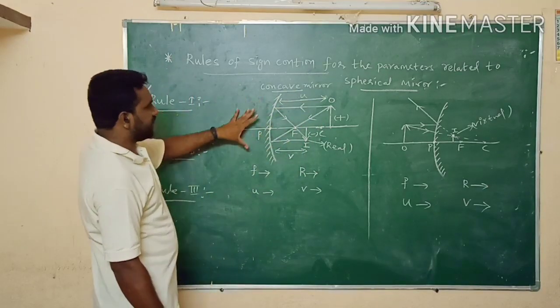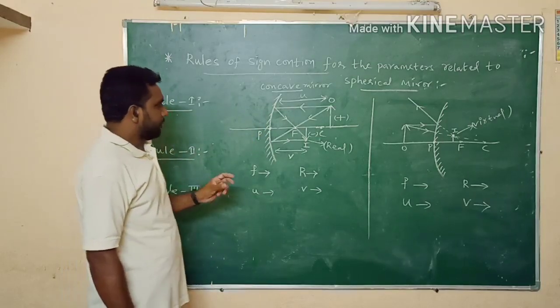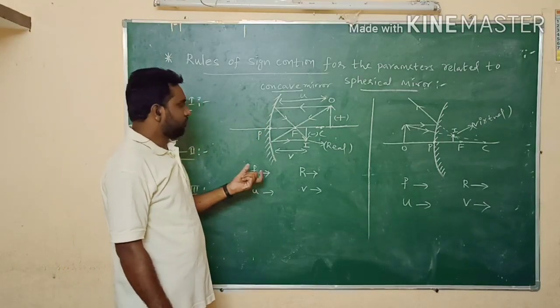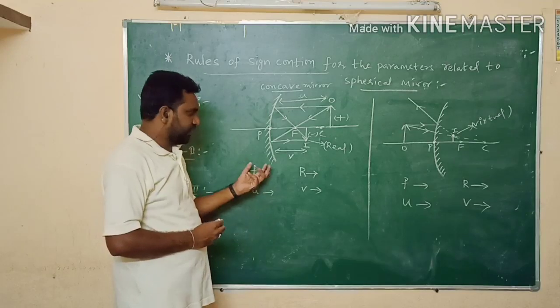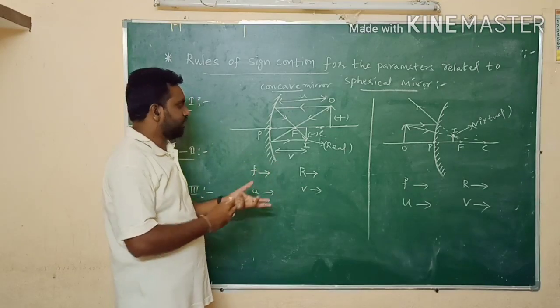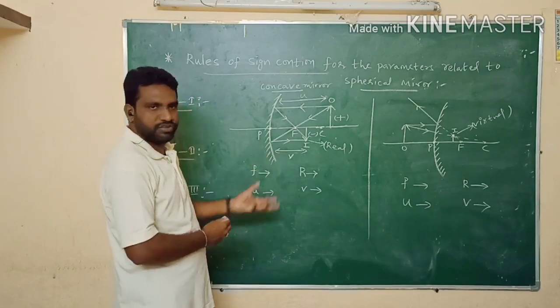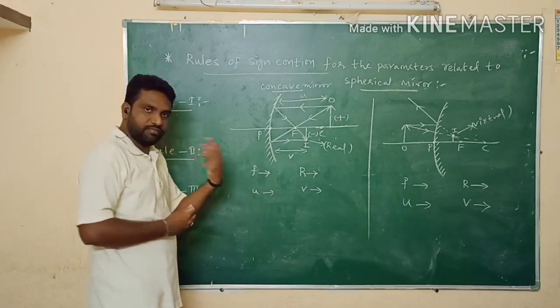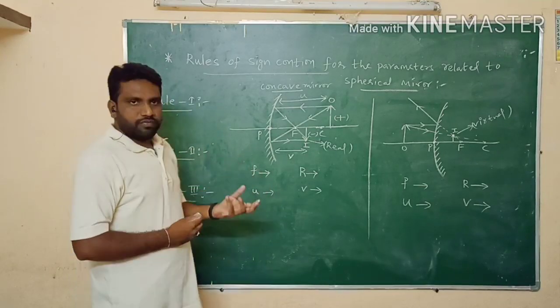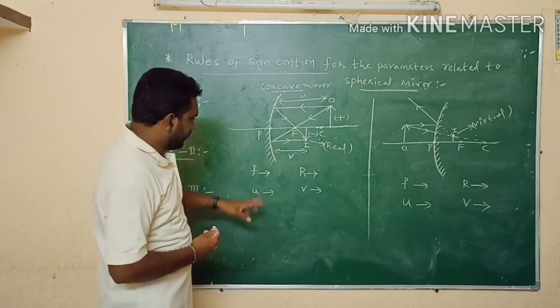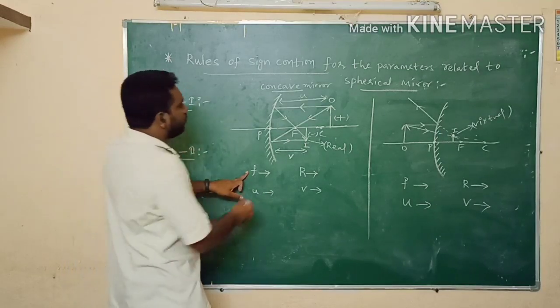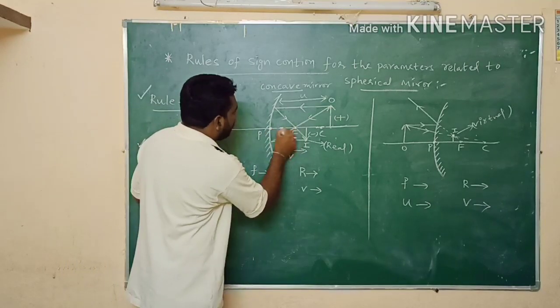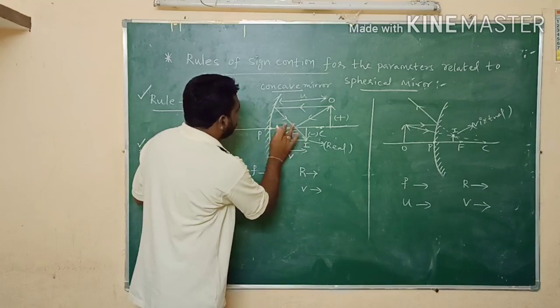Now I am going to say whether these four parameters become positive or negative. You should remember this, very easy. It will be very helpful when we solve the problems. First, we consider the focal length. You know that the distance between the pole and the focus is nothing but the focal length. This is the focal length.